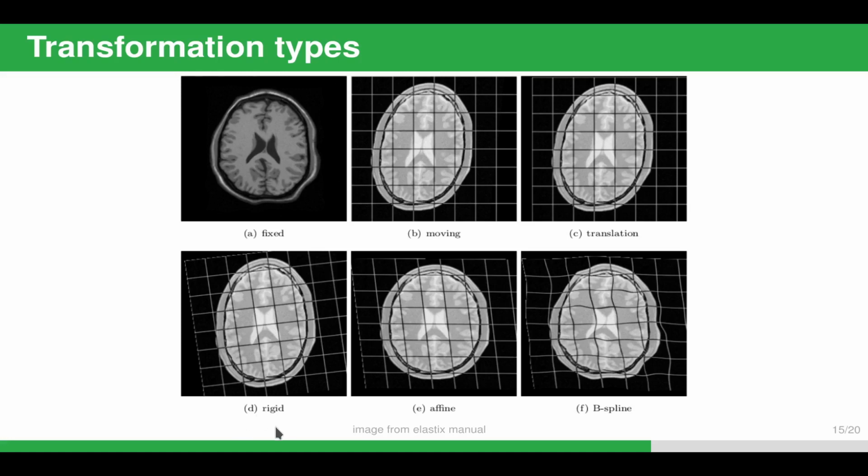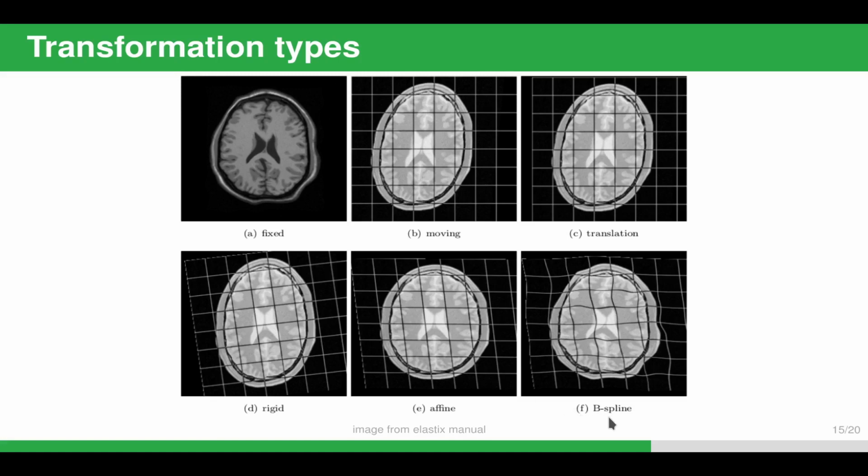So in D, it's showing a rigid transformation, which in addition to translation also includes rotation. And this could be 3D rotation if your images are 3D. Next, we have affine, which is the most complicated linear transformation. So this has translation and rotation and scaling and skew. So this can be quite complicated.